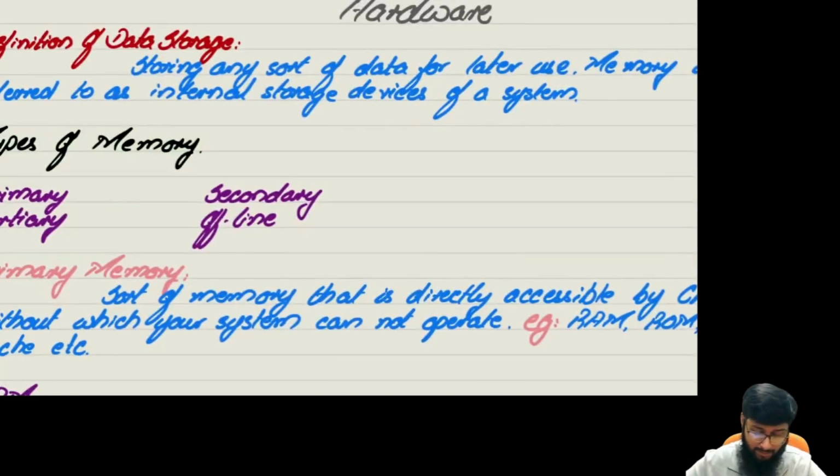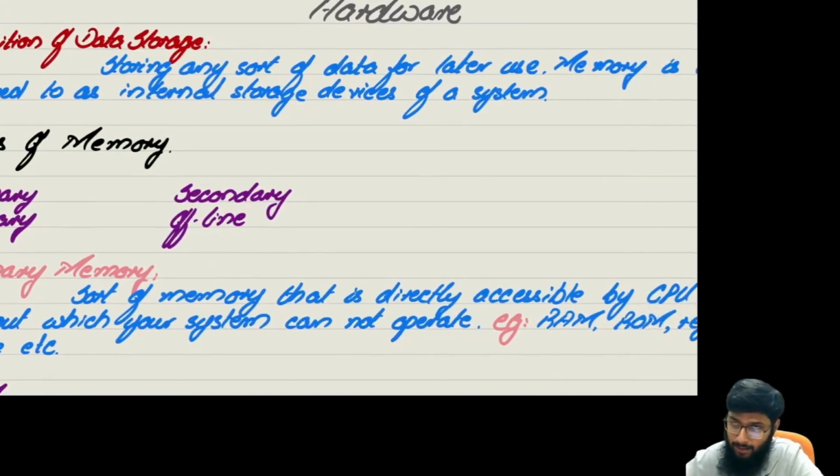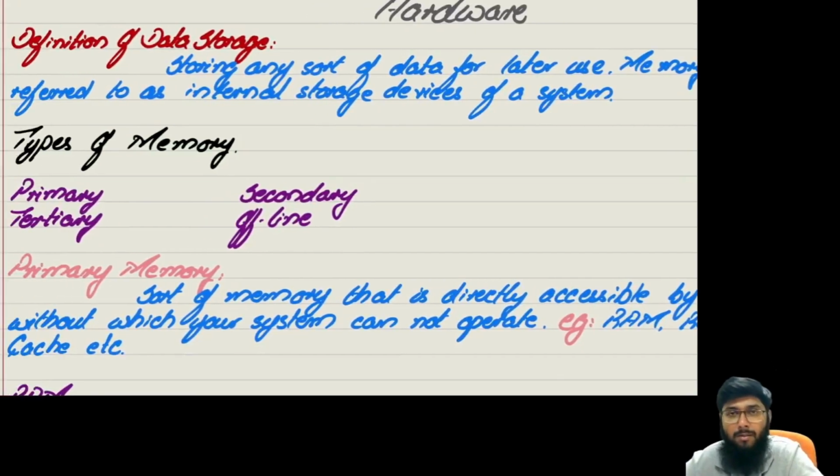When it comes to the definition of data storage, if you store any sort of data or information for later use, after a day or two, or maybe after a year, that is known as data storage. Memory is where you store that data, just as you store data in your mind. You say, sir, I have a sharp memory. So memory is referred to as the internal storage of a device or system.